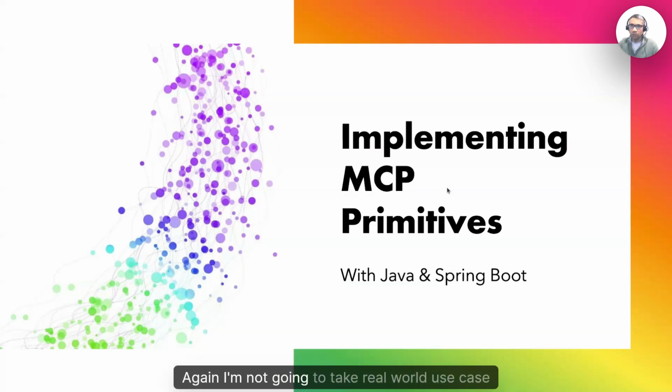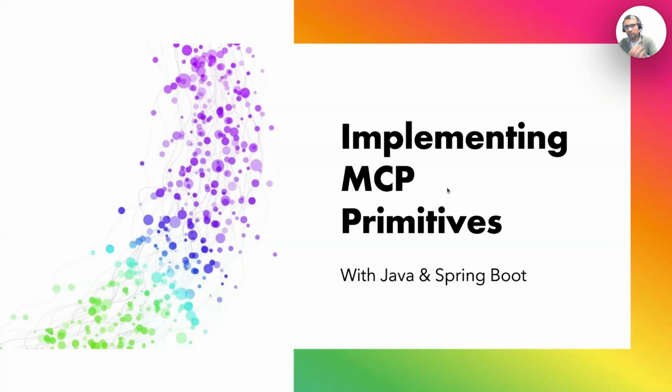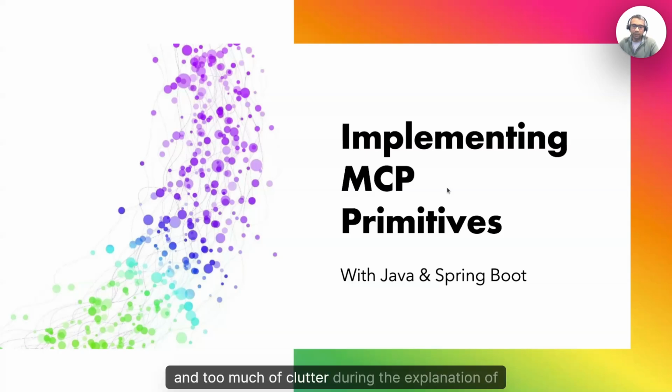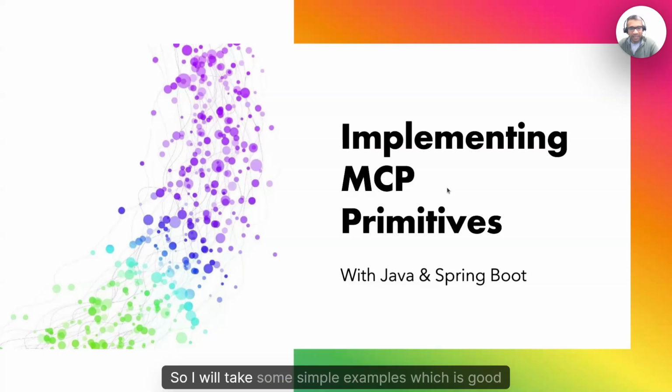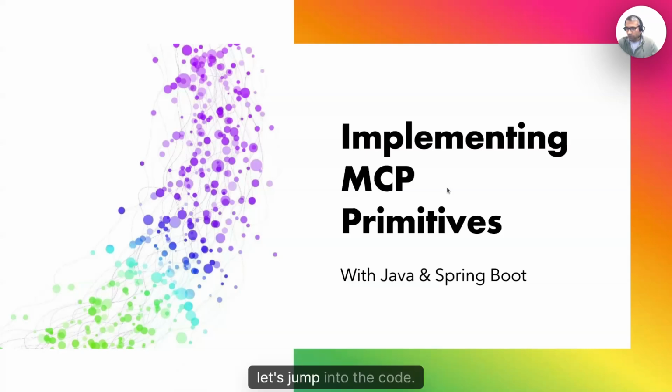So again, I'm not going to take a real-world use case here because it will be too complex and too much clutter during the explanation of how to implement the primitives. So I will take some simple examples which are good enough to explain the concepts behind implementing the three primitives. Let's jump into the code.